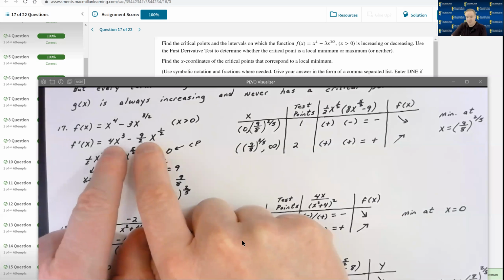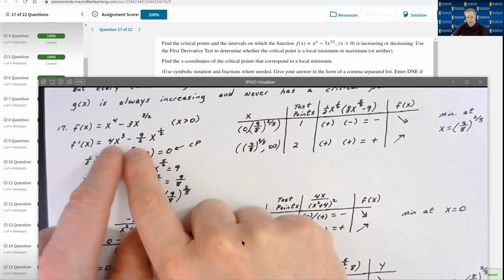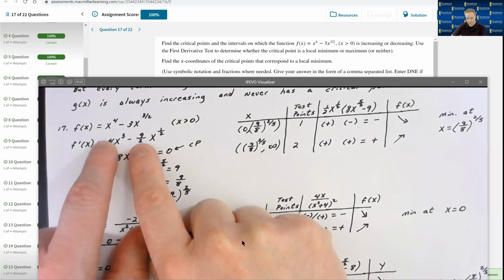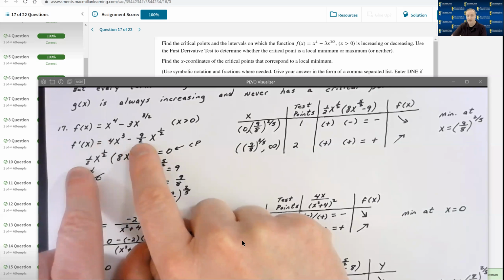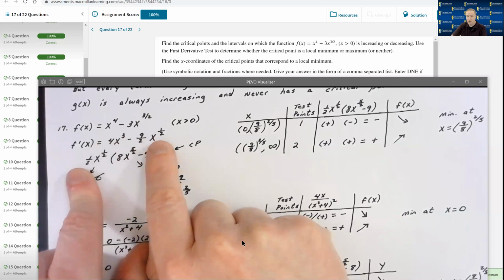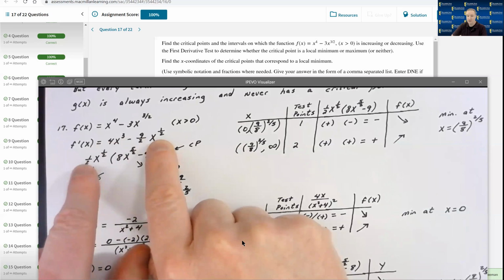The way I chose to factor it is I decided I would take a factor of 1/2 out of the constants. You wouldn't need to do that. I chose to do that. And you always factor out the lower power of the variable. That's x to the 1/2. So I factored out a 1/2 x to the 1/2.